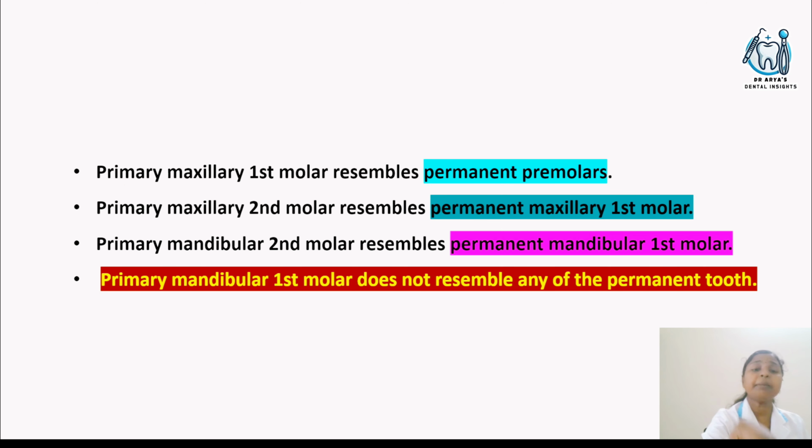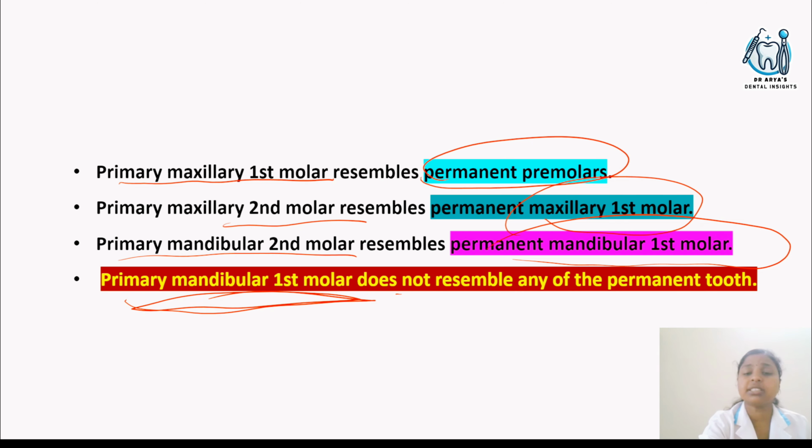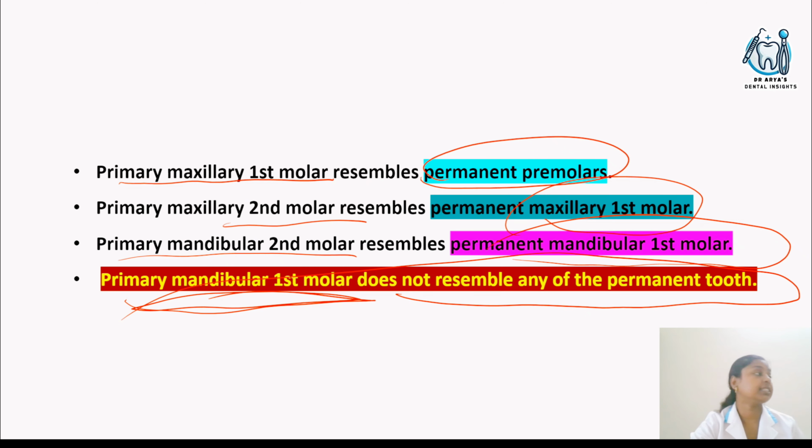The primary maxillary first molar resembles the premolars. Then the maxillary second molar resembles the maxillary first molar. The mandibular second molar resembles the mandibular first molar. But the primary mandibular first molar does not resemble any of the permanent teeth. So that is the answer: the primary mandibular first molar does not resemble any of the permanent teeth.